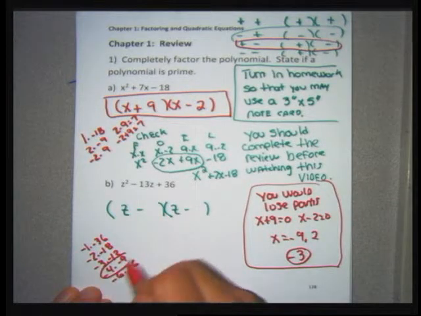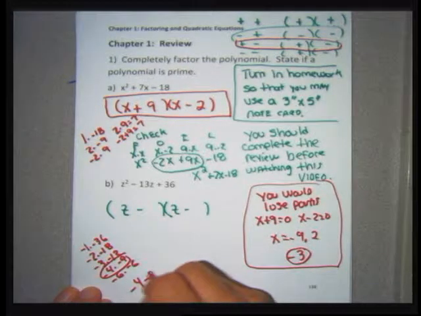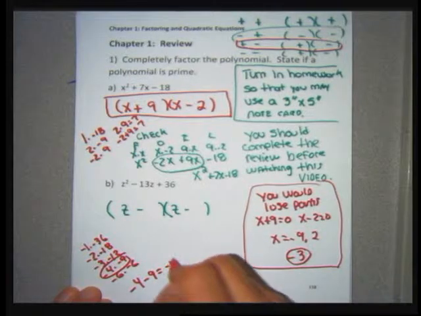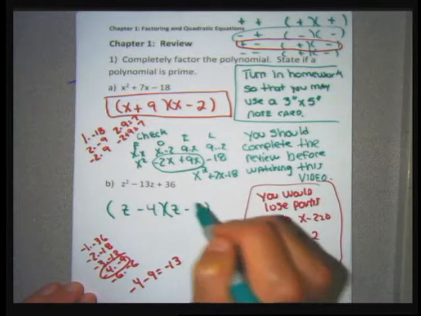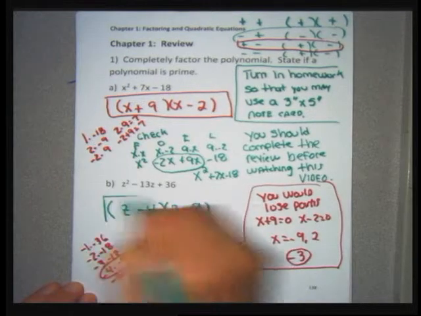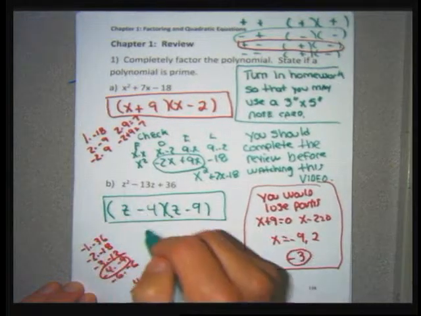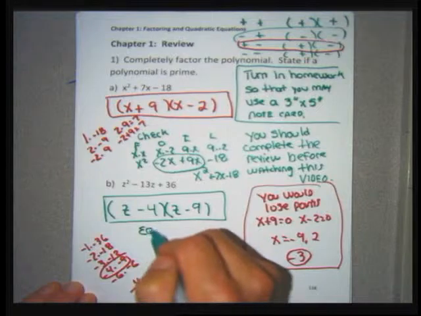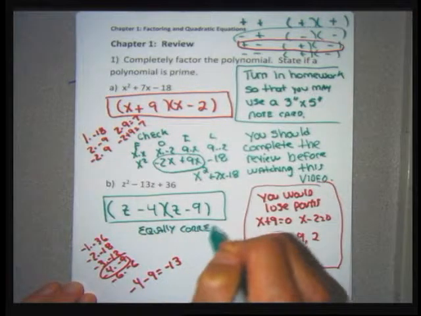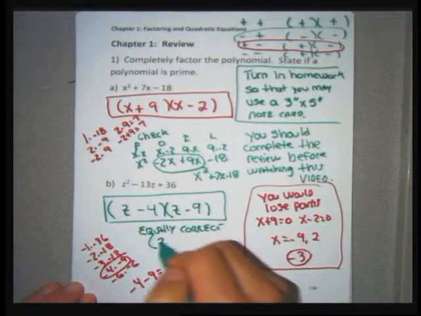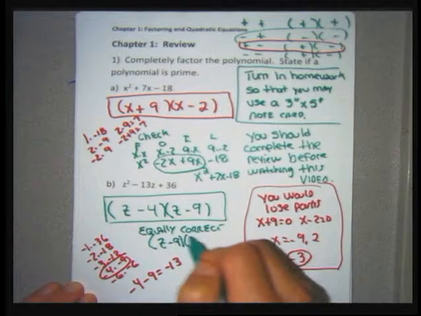This is the pair because -4 and -9, they have the same sign, so you add those numbers and keep them negative. So in my parentheses, next to one of the minuses I need a 4, next to the other one of the minuses I need a 9. That's a perfectly good answer. It would be equally correct if I wrote z minus 9 times z minus 4.